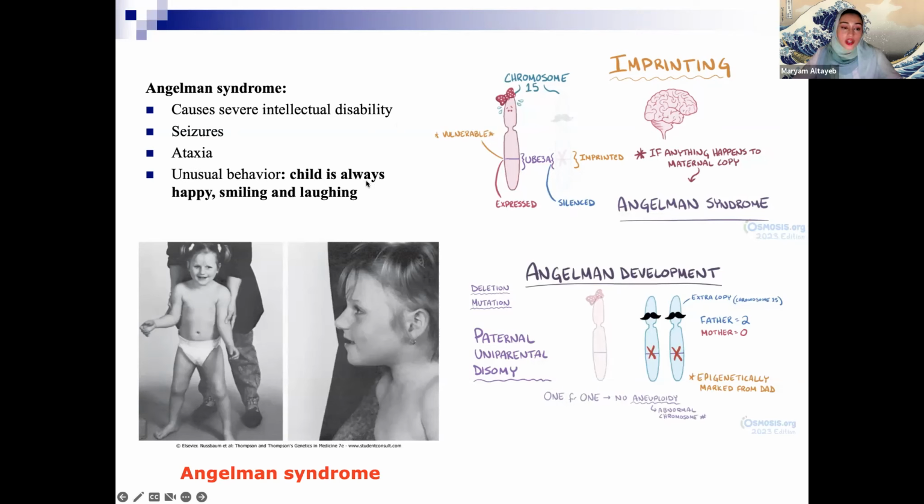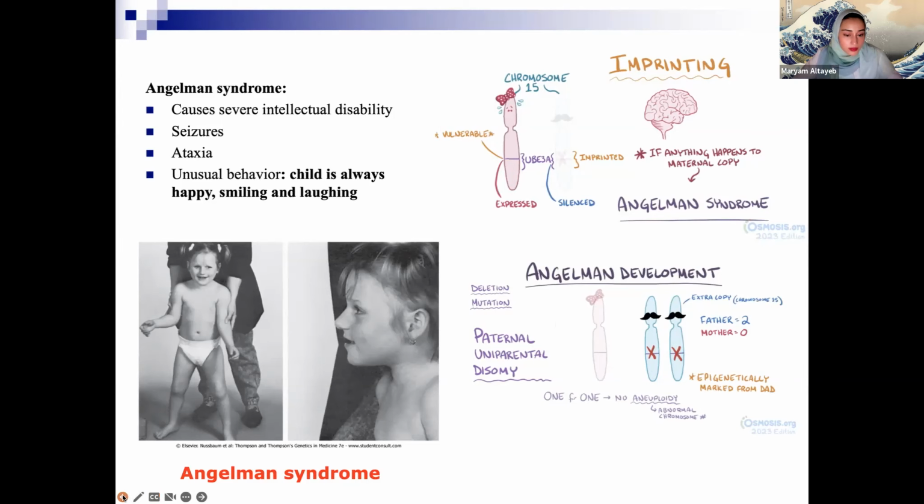So they would say that this child is always happy, smiling, or laughing, even if there's no specific trigger or reason for them to be laughing. So they're considered very friendly, and that's why they called it Angelman. So just remember, these 2 involve chromosome 15. If you receive 2 copies, 2 paternal copies, paternal uniparental disomy, then you get Angelman syndrome, okay?